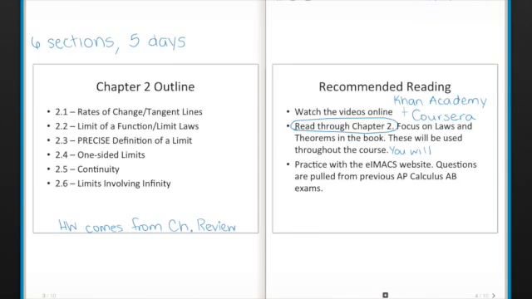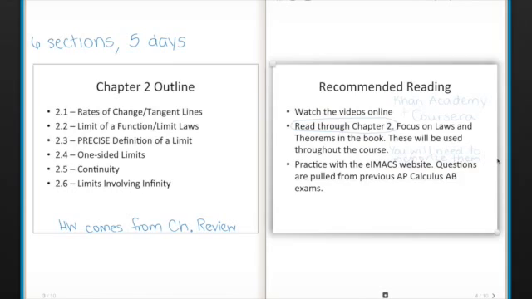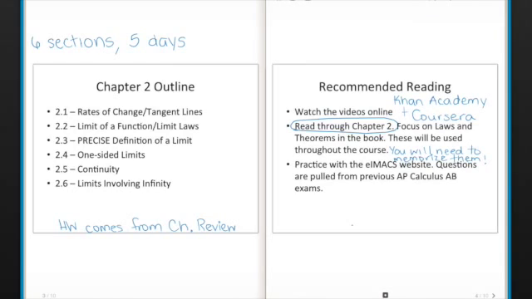In the book, please focus on the laws and the theorems. Again, I recommend note cards or Quizlet. Make sure that you have these memorized. They will not be handed to you on the AP exam. The AP exam will assume that you have these laws and theorems memorized. Not only will you see them in multiple choice questions, but you may be asked to provide a proof for one of your free response items, and you will need to be able to be familiar with those theorems in order to get it done.